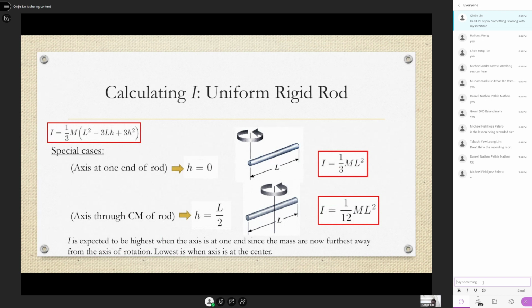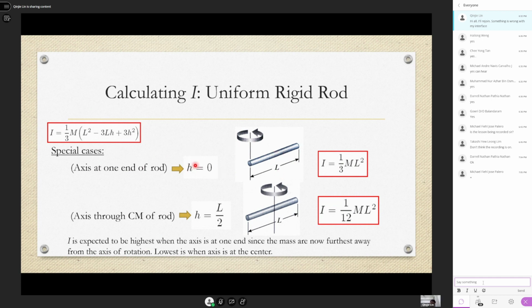Then there's a rotating rod, right? This is the expression here. If you take a look at a special case, let's say h equals 0. You want to know the case where the axis is at one end of the rod. So imagine this is a rod. If you rotate about this axis, that means the entire rod is rotating about the fixed axis. The entire rod is rotating.